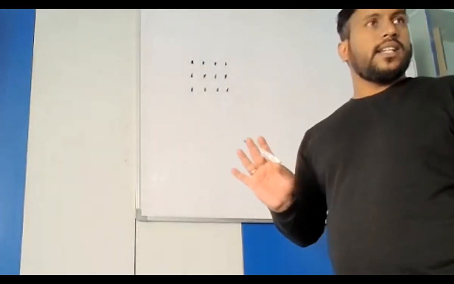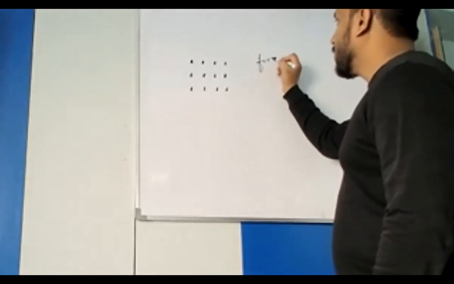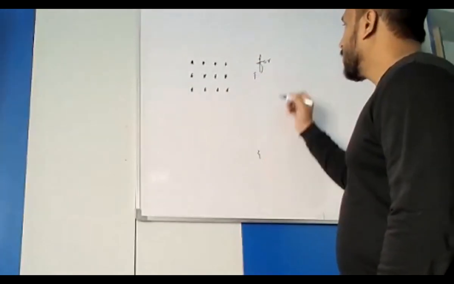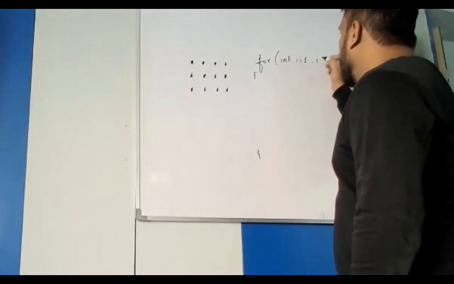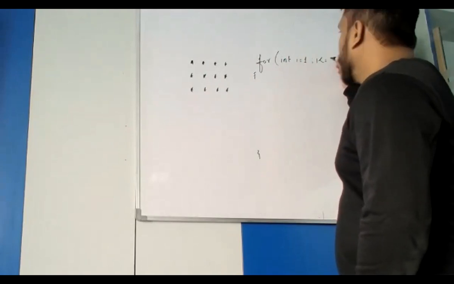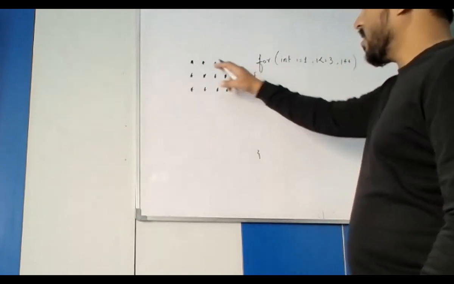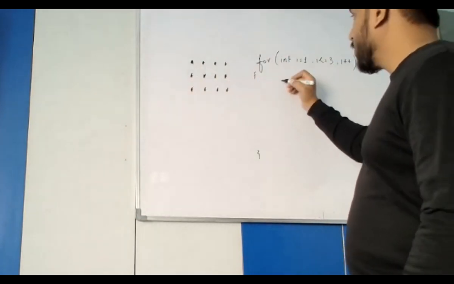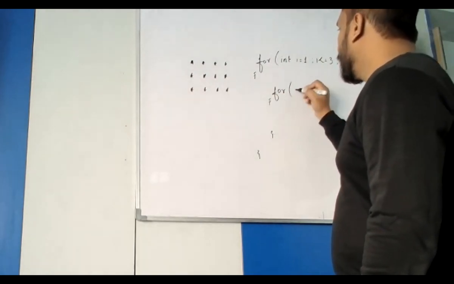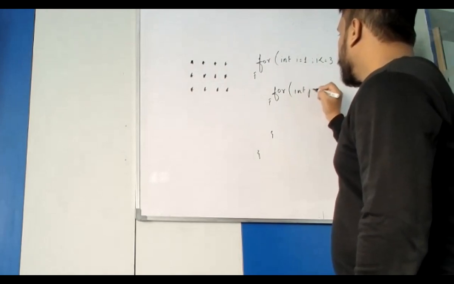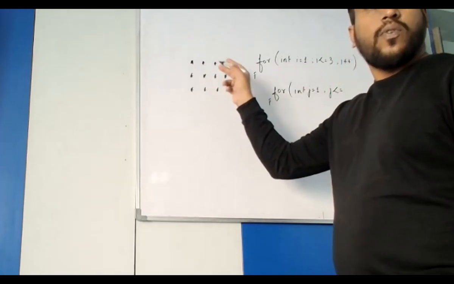So if I want to print a pattern in this format, I need to write a for loop. Int i equals 1, i less than or equal to how many rows? 3 rows. Number of rows are 1, 2, 3. You can see 3. I'm writing one more for loop for columns. j equals 1, j less than or equal to how many columns we have? 4.